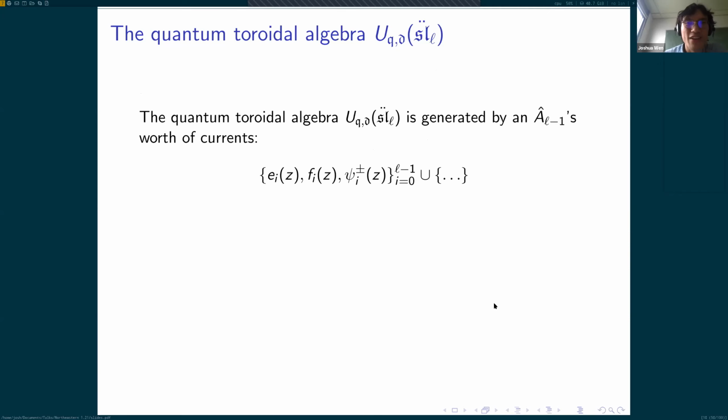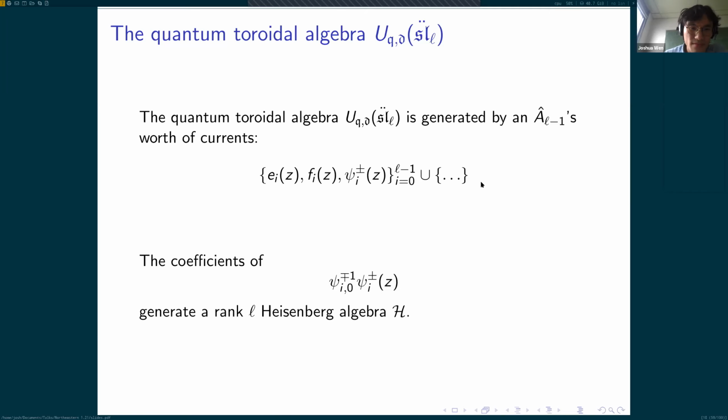Roughly speaking, as a cartoon picture, for the quantum toroidal algebra you have an affine's worth of currents, now indexed from 0 to L-1, plus some additional generators like central generators. A key thing I want to highlight is that these Cartan currents, if I take out the Cartan part, generate a rank L Heisenberg algebra.